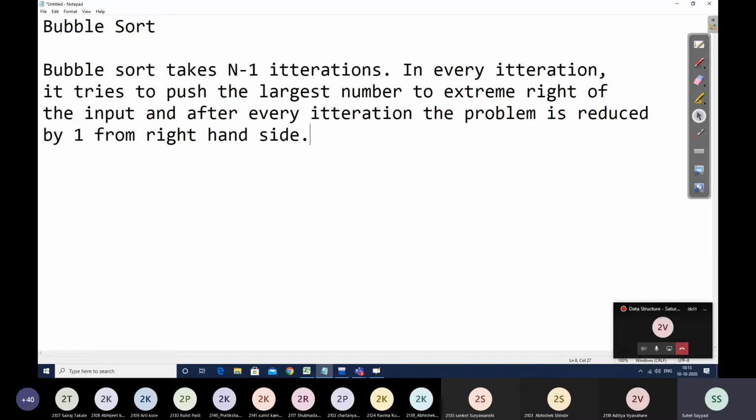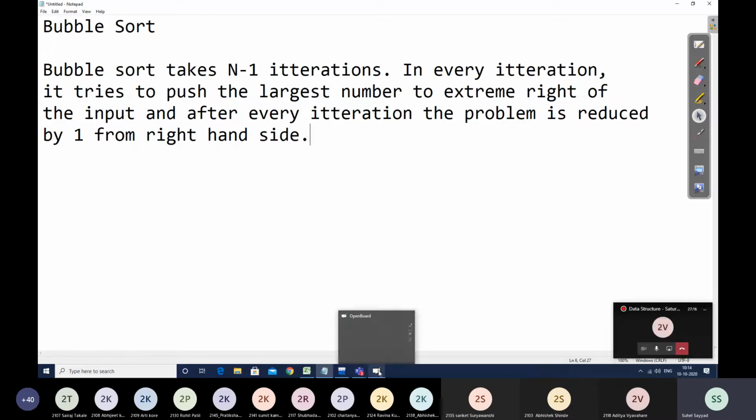So whenever someone asks you, in the oral examination or during interviews, how bubble sort executes, we should give this type of precise answer. What is the answer? Bubble sort takes n minus 1 iterations. In every iteration, it tries to push the largest number to the extreme right of the input. And after every iteration, the problem is reduced by 1 from right hand side.